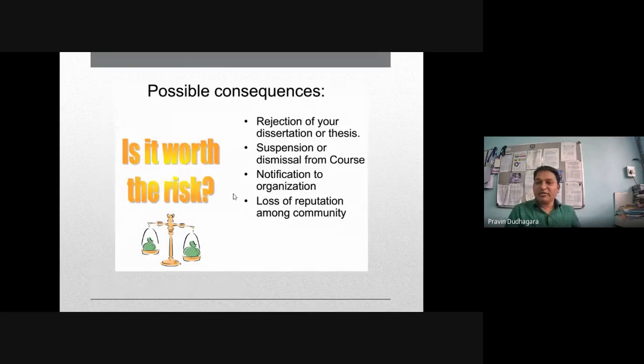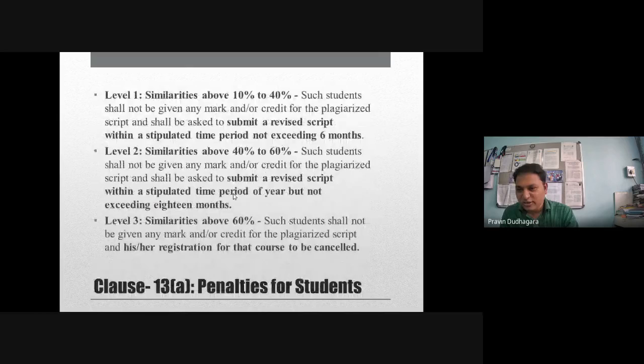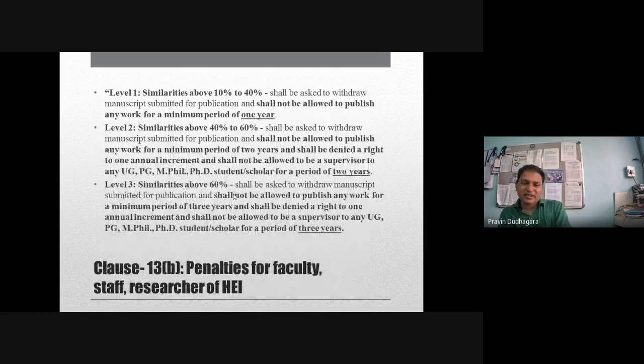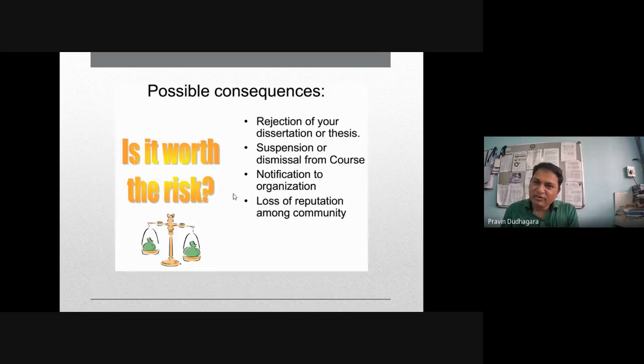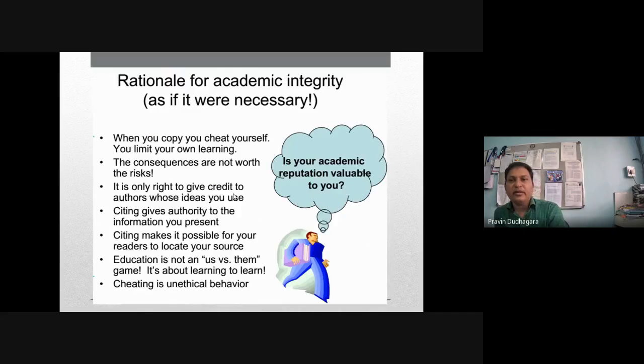Apart from the penalty for students and for teachers or researchers of the institute, there are also possible consequences, not only for students but also for teachers. Rejection of your own dissertation or thesis creates lots of problems for the teacher as well as the student. Suspension is also there, notification to the organization as malpractice or as a violation of copyright, and loss of reputation among the community is also there. These are some of the consequences which generally occur.